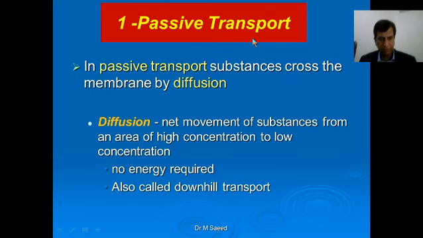Passive transport. In passive transport, substances cross the membrane by diffusion. Diffusion, what is it? Net movement of substances from an area of high concentration to low concentration. No energy is required. It is also called downhill transport.